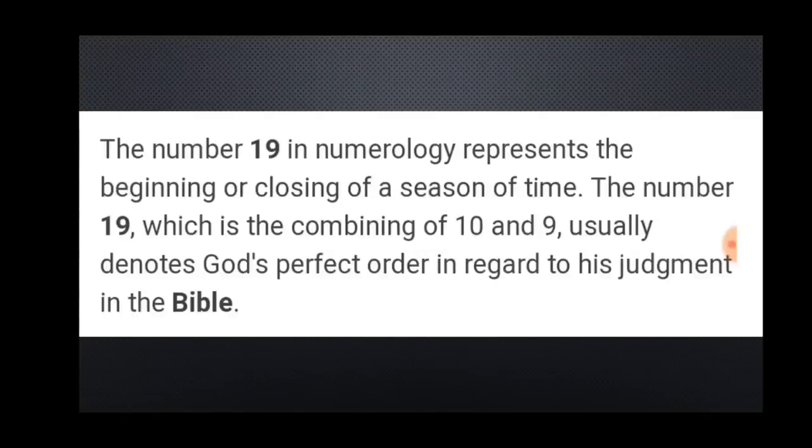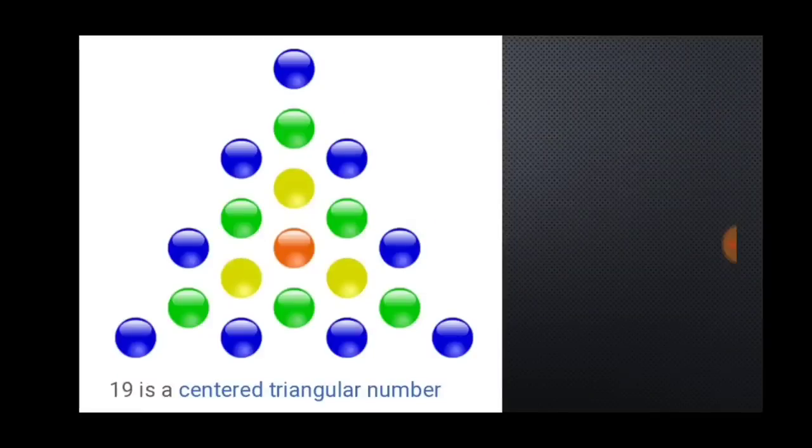Okay, but the enemy uses his numbers for evil, and that would be considered divination and astrology and just all kinds of stuff that he uses these for. So I'm giving you a biblical example of what 19 is. Then I'm going to show you what the enemy's version of 19 is.